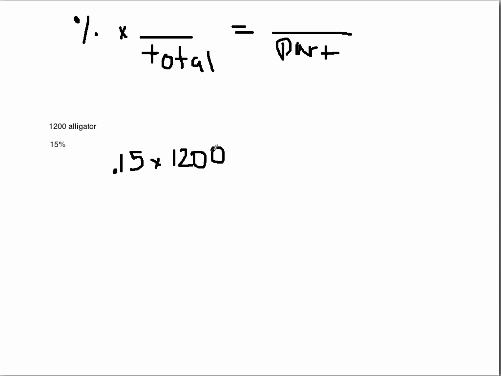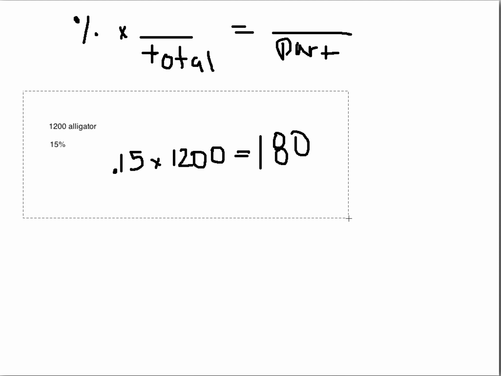So what does the part mean? The part means it's going to tell me what 15% of 1,200 is, what that smaller subgroup would be. When I do that calculation on my calculator, I get 180. So that means that 180 alligators can be hunted that season. Anytime you're trying to find that partial or that subgroup, that's what we're going to do.